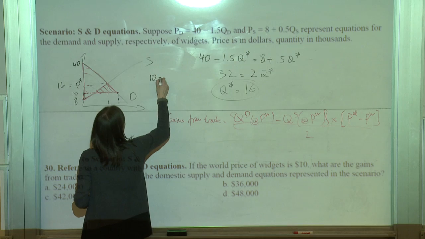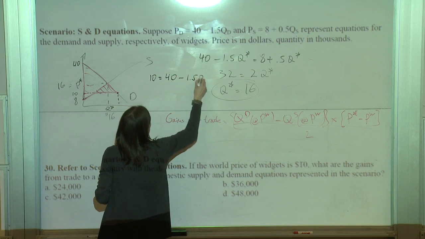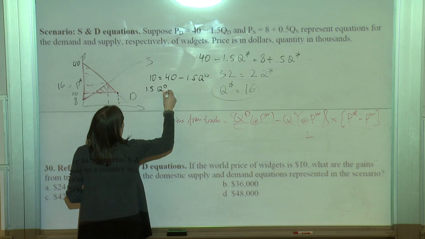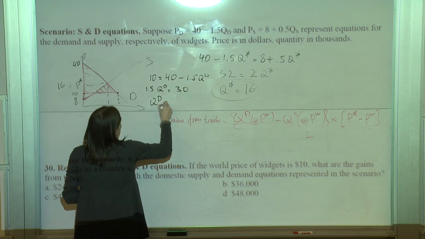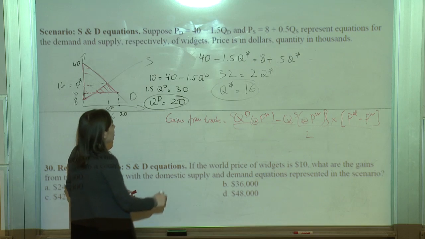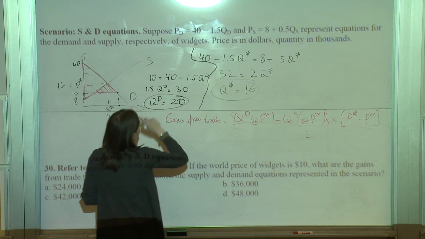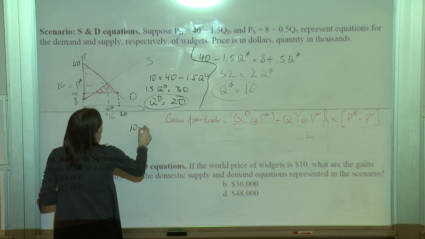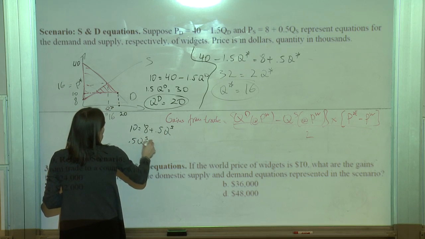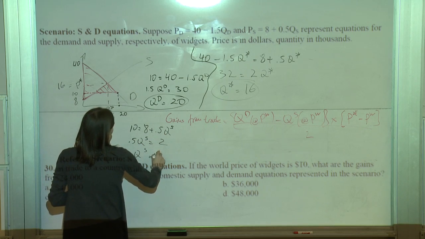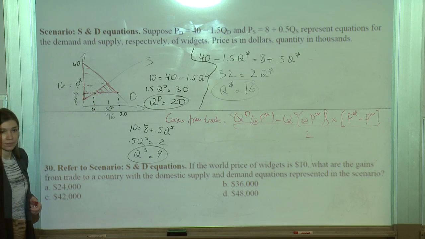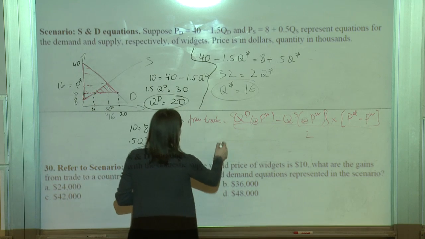Okay. So I have 10 equals 40 minus 1.5 quantity demanded. 1.5 quantity demanded equals 30, so quantity demanded is 20. So now this point is 20. Then for the supply curve, do the same. 10 equals 8 plus 0.5 quantity supplied. So 0.5 quantity supplied equals 2, or quantity supplied equals 4. So that's this point here. Now I know all that I need in order to find the gains from trade.